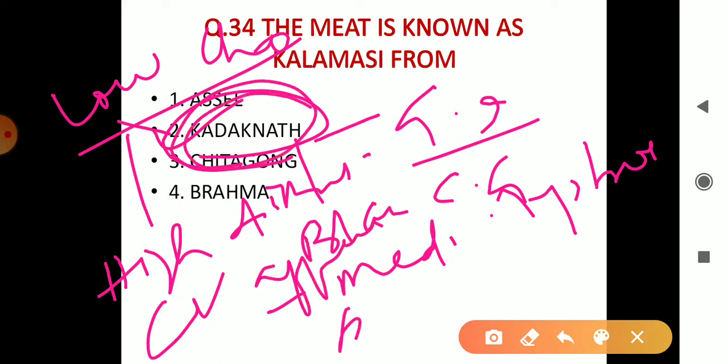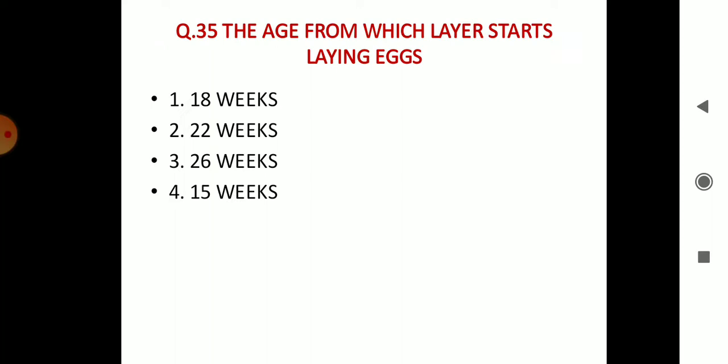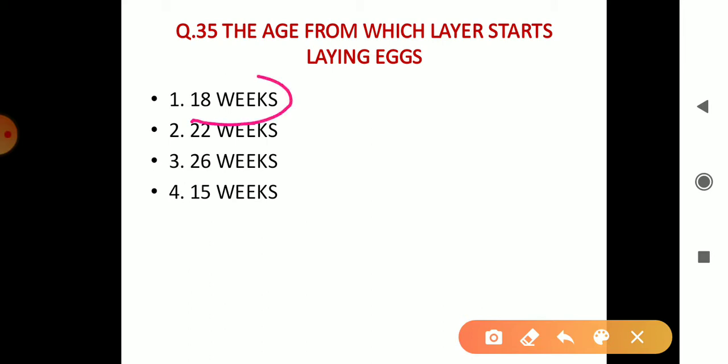So this poultry is now gaining an immense market importance. Coming to the question, the age from which a layer starts laying egg is generally 18 weeks, and in some books it is 22 weeks, but according to NABARD, it is 22 weeks.